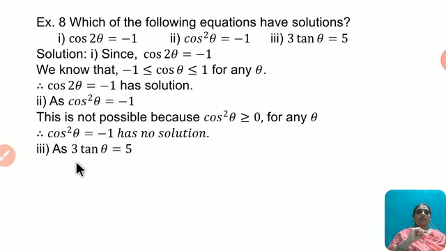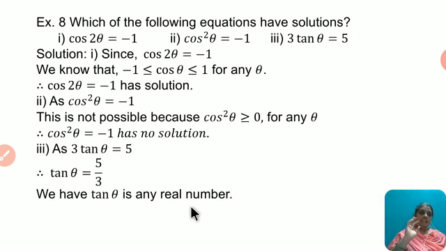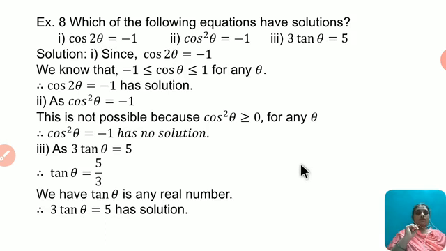Now third, we have 3 tan theta is equal to 5, meaning tan theta is equal to 5 upon 3, and we know tan theta can take any real number value. 5 by 3 is again a real number, and therefore it has a solution. Therefore 3 tan theta is equal to 5 has a solution. So these are some examples from the general solution of trigonometric equations.